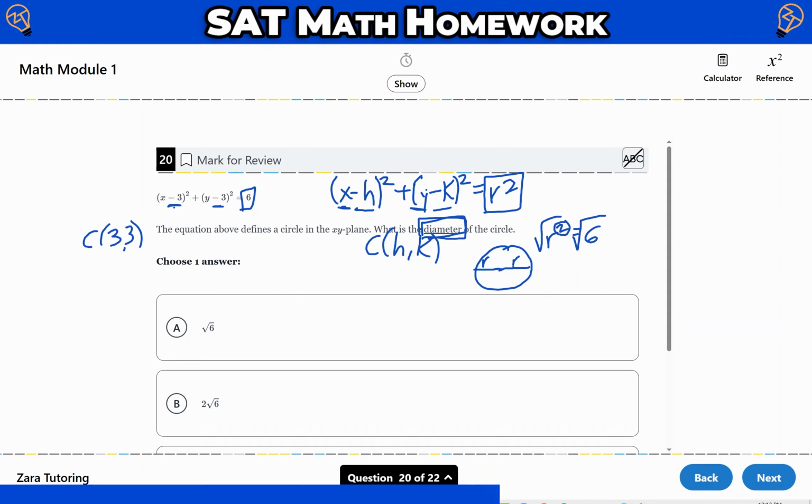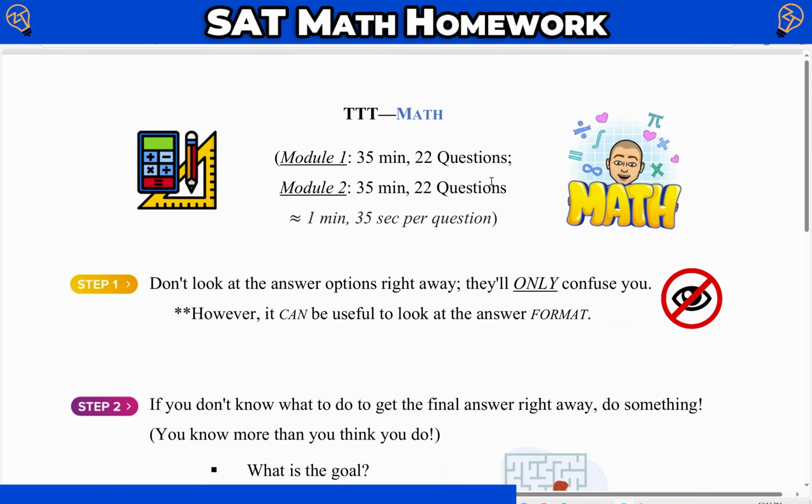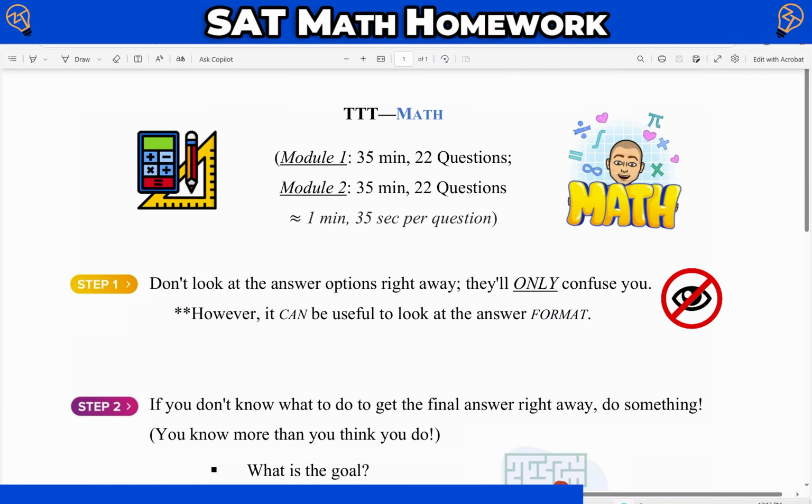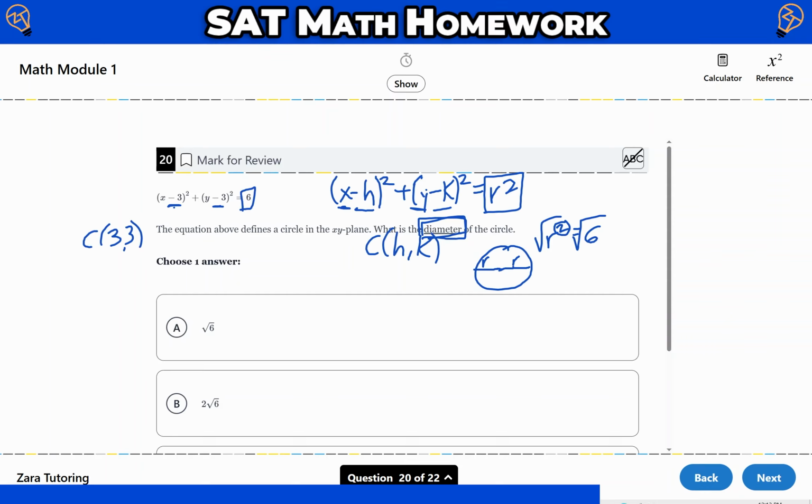Something that is beneficial is to keep in mind that we do say on our Triple T math document, don't look at the answer options right away, they'll only confuse you. However, it can be useful to look at the answer format. In this case, once we get to the point where we can see, okay, I'm taking the square root of 6, which is clearly going to give me a decimal, do I really need to put that in the calculator?